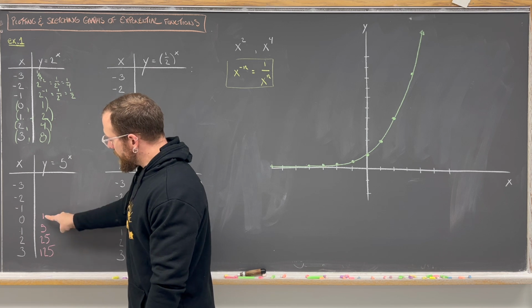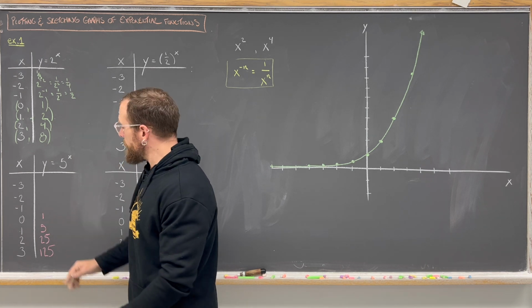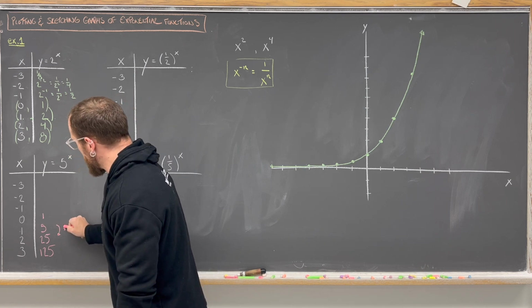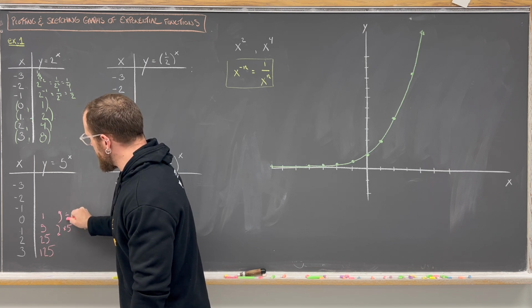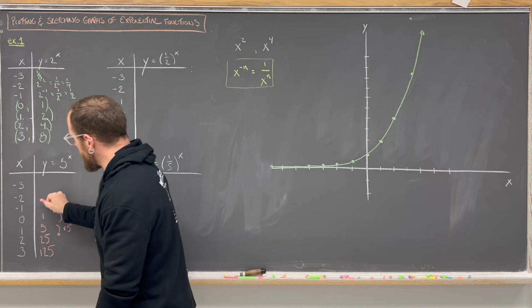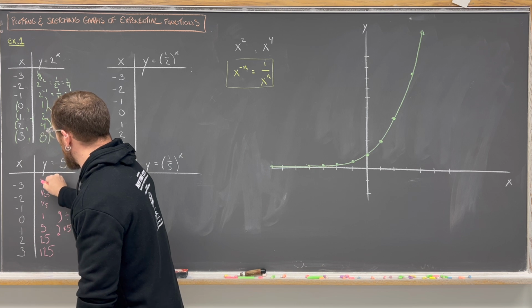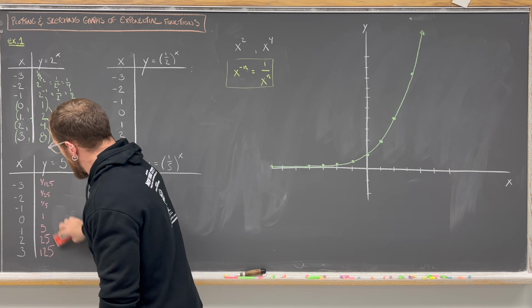Notice that every time you go to the next row down, the y values are being multiplied by 5, right? As you go from this row to this row, we multiply by 5. And as you go from this row to the previous row, we divide by 5, correct? So we can extend this pattern up. We'll get 1/5, 1/25, and 1/125. Notice the nice symmetry.